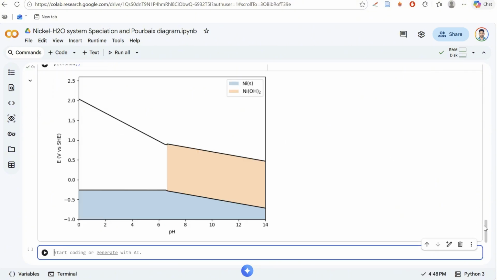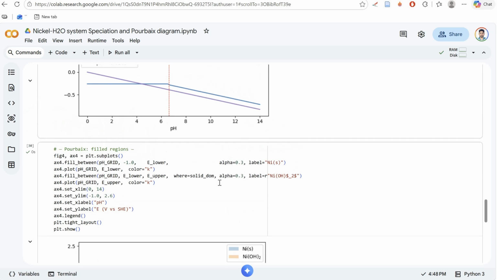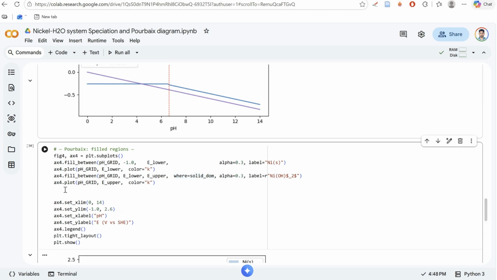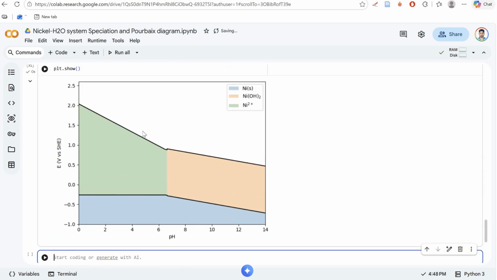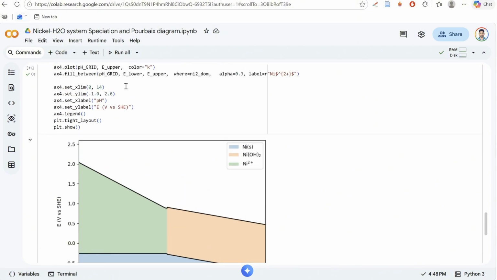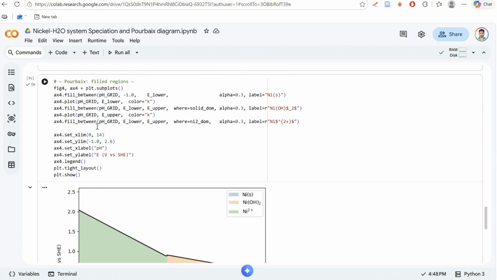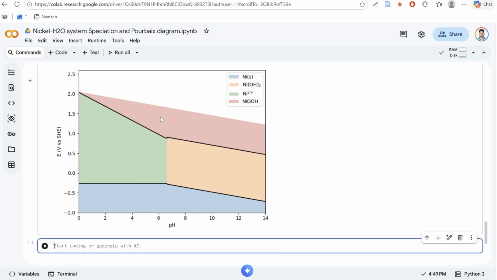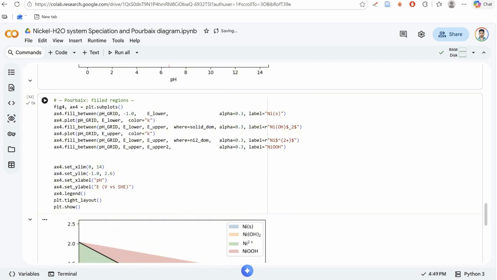Finally, we produce the complete field Pourbaix diagram. The metallic nickel region is filled from the bottom up to the lower boundary line. The nickel hydroxide region is then filled between the lower and upper boundaries, but only where nickel hydroxide is the dominant species. This is followed by the free nickel ion region, filled between the same two boundaries, but where nickel ions dominate instead. Nickel oxyhydroxide is then filled between the upper and uppermost boundaries, and finally nickel dioxide is filled above the uppermost boundary up to the plot limit.